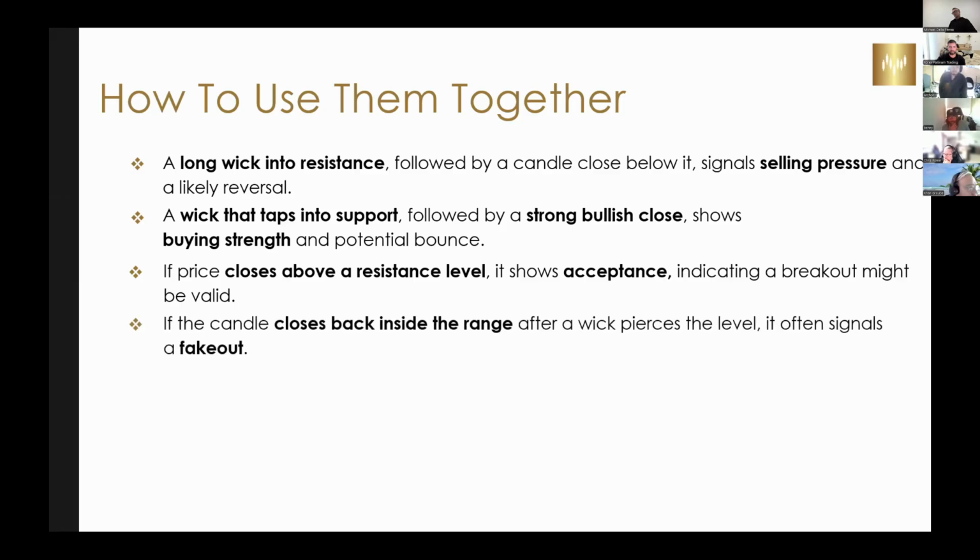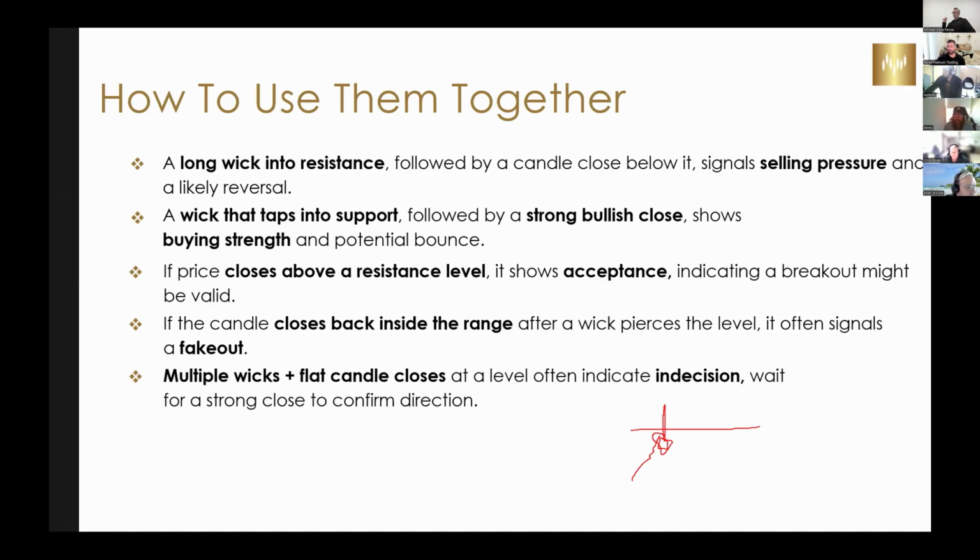All right, if the candle closes back inside the range after a wick pierces the level, it often signals a fake out. Right, so we know what a fake out is, obviously price, bang, like what we saw, or kind of tried to see with the euro yen, but price shooting out and then all of a sudden it drops. Let's say price is shooting up, and then creates a long wick and then closes back within. If the candle closes back inside that range, then obviously that's a fake out, right?